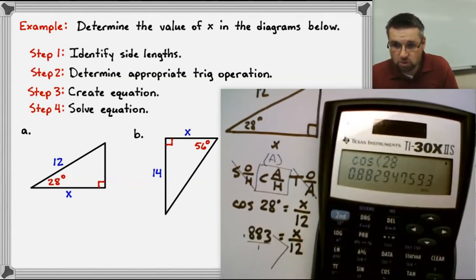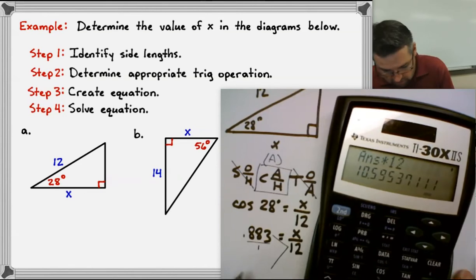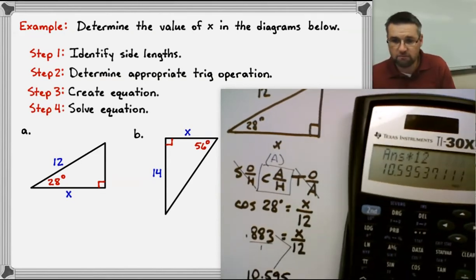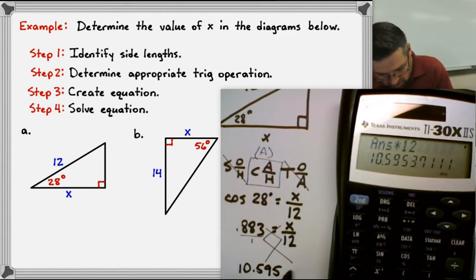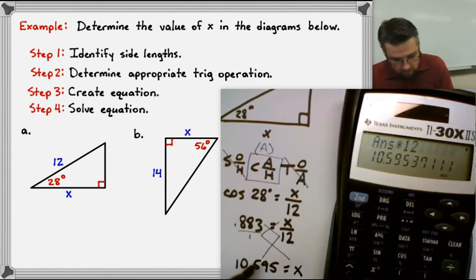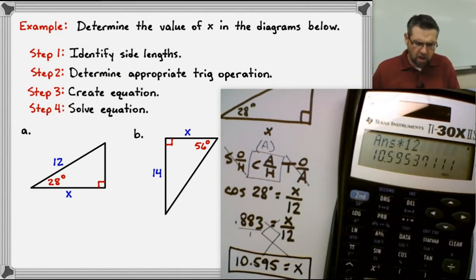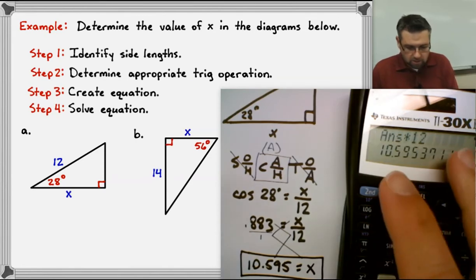I have that stored in my calculator. I got that number right there, so I can just hit times 12 and then hit enter. So I end up with 10.595 for that one. And then when I cross multiply this side, I end up with x times 1, which is just x. And there I've found the value of x. Depending on how you want to round, this is rounded to the nearest thousandth. So that is A.